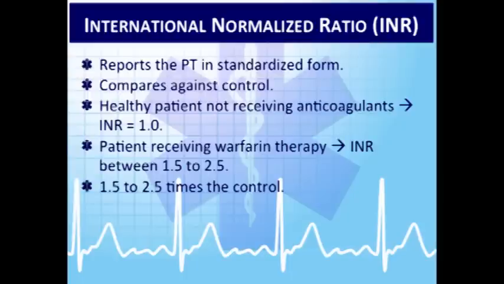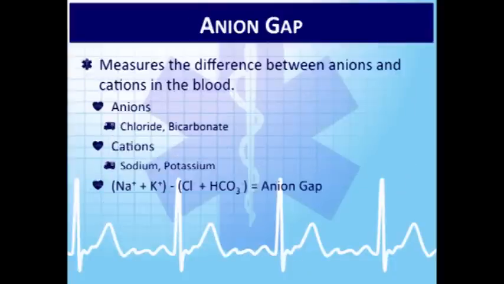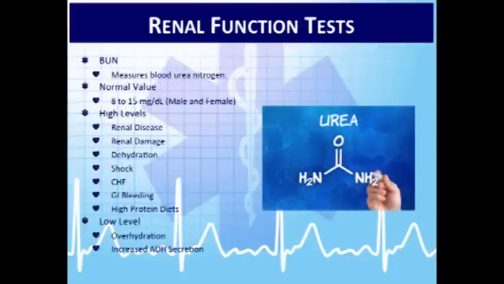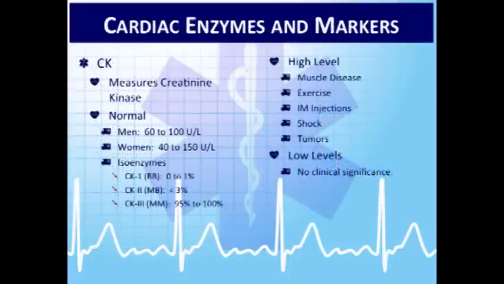People that are on Coumadin go into the hospital frequently, especially when they start taking it. And what's measured to ascertain the effect of the drug is an INR, just to make sure that the Coumadin is doing what it's supposed to be doing in their body. We talked about all the electrolytes. We talked about what an anion gap was. We looked at some of the kidney function tests, and then we looked at the cardiac labs.